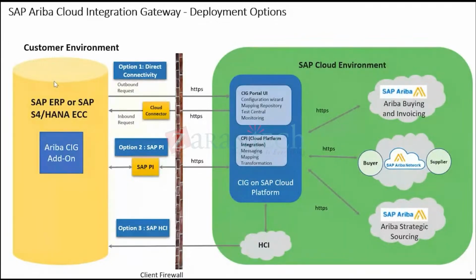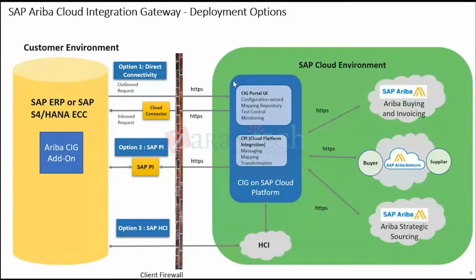The first deployment option is direct connectivity. In that case, you have your backend system in the client landscape, which will be an on-premise system, or you can also use an on-cloud system. But that will be the customer system, and in between only the Cloud Integration Gateway will come into the picture, and it will integrate this ERP system to the Ariba solution, be it buying, sourcing, or procurement.